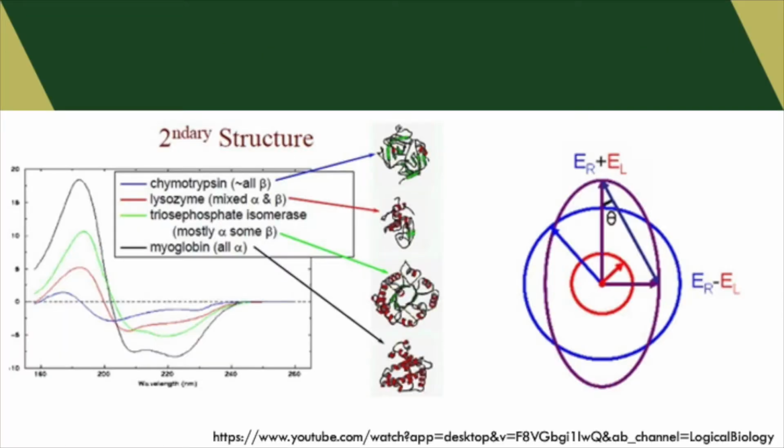So real quick overview of what this looks like is we shoot polarized light at a protein sample, and then we're going to get a directionality shift for that polarized light, either to the left or the right. And what this tells us is what type of structure we're actually seeing in our protein.